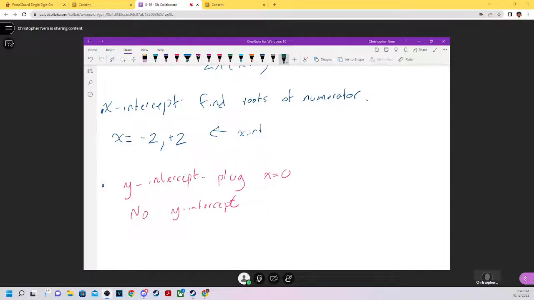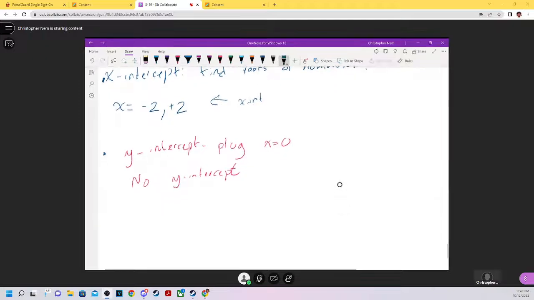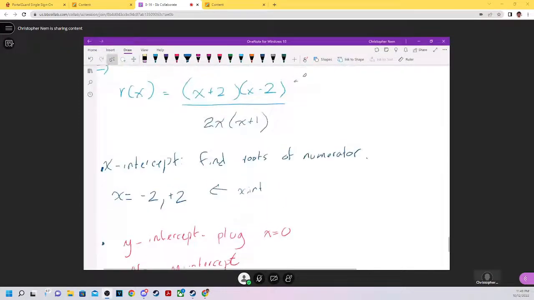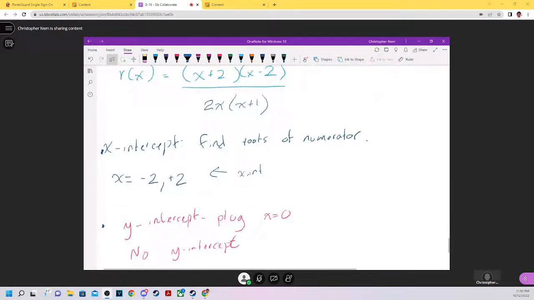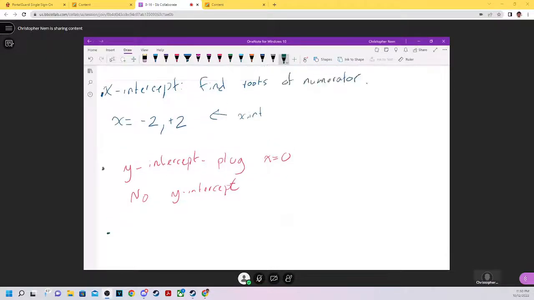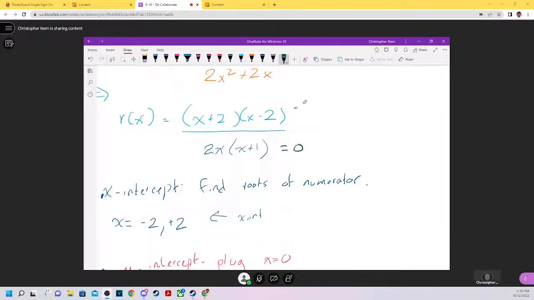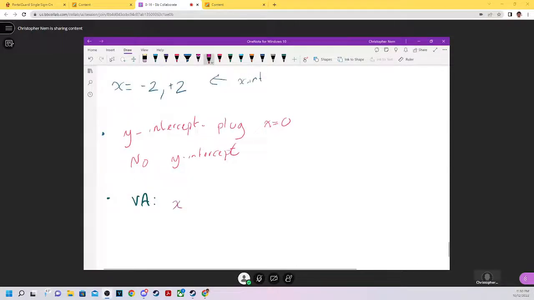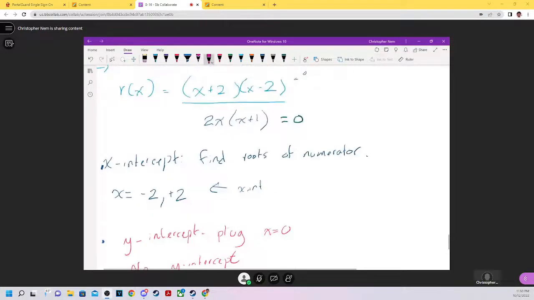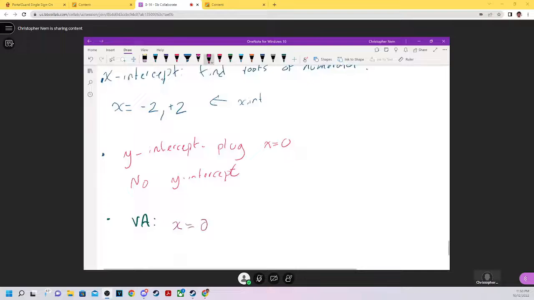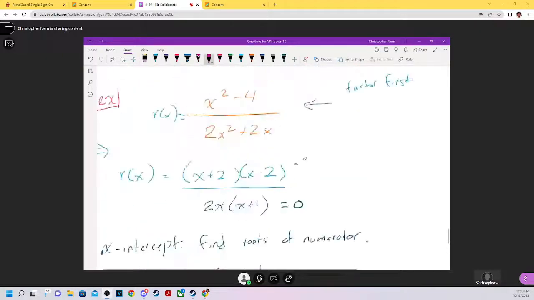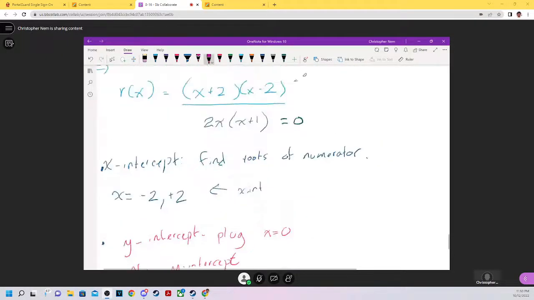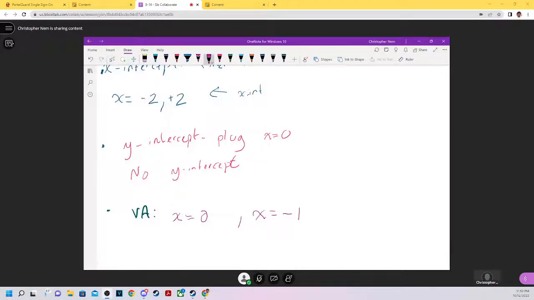And then moving forward, we have to look at the vertical and horizontal asymptotes. If you remember, a vertical asymptote comes from the zeros of my denominator. So if I set this equal to 0, my vertical asymptotes are located at the linear equations x equals 0 and x equals -1.